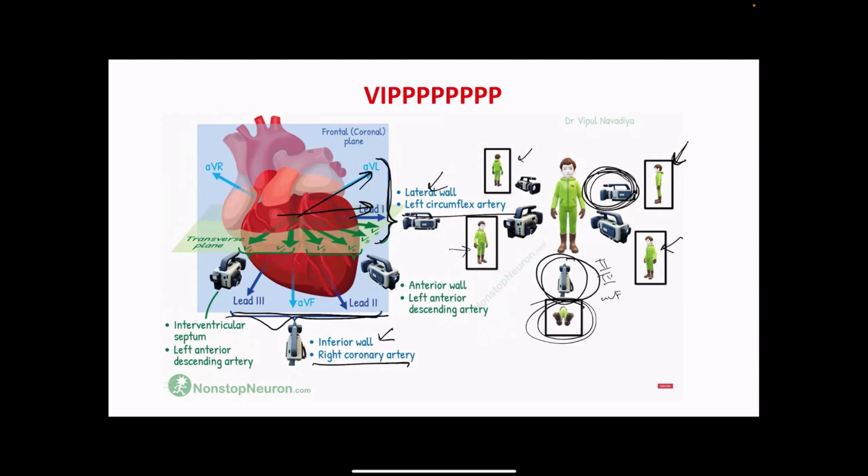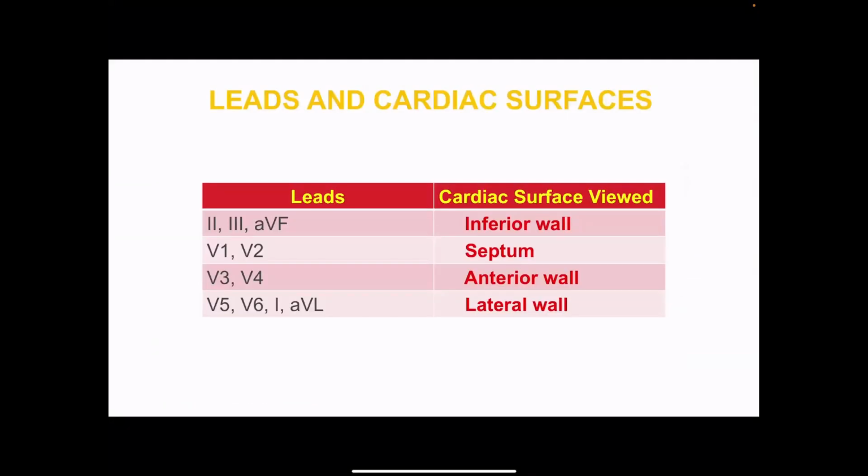Same thing here, V1 and V2 will give you the reading on the septum. And yeah, this is basically it. This is what you have to memorize really well: which leads give you which side or surface of the heart. You really need to remember this really, really well.